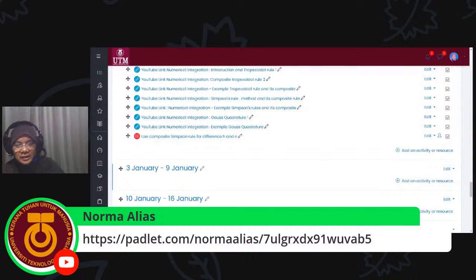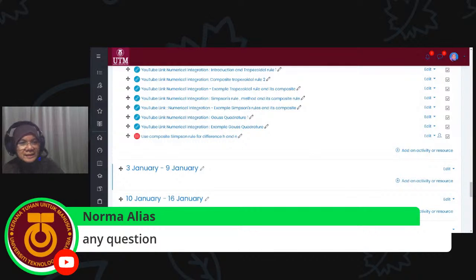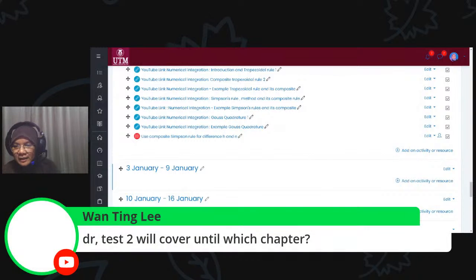Before that, you can go to the Padlet and the e-learning. Any question? I think attendance. We can clarify using the submission at the e-learning tonight, to find the value of n for composite Simpson's rule. This method we now call the composite Simpson's rule. Any question?